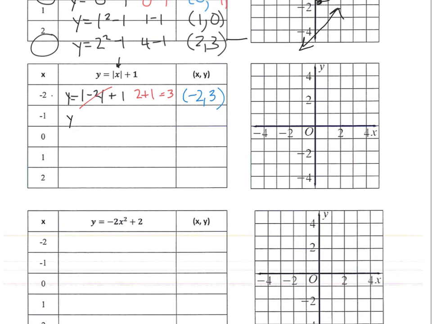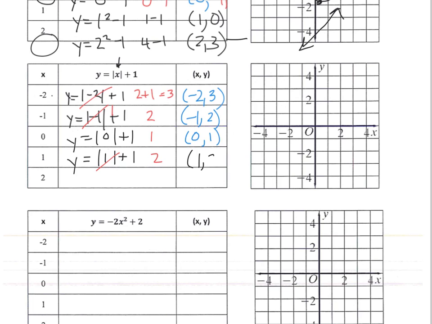Next step, I'm going to plug in -1. So y equals the absolute value of -1 plus 1. The absolute value of -1 is +1. So 1 plus 1 is 2. So this is going to be -1, 2. Then y equals the absolute value of 0 plus 1. So 0 plus 1 is 1. So my ordered pair is 0, 1. Then y equals the absolute value of 1 plus 1. The absolute value of 1 is 1. 1 plus 1 is 2. So my ordered pair is 1, 2.